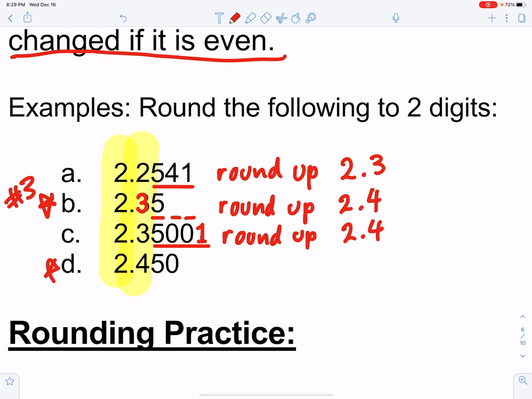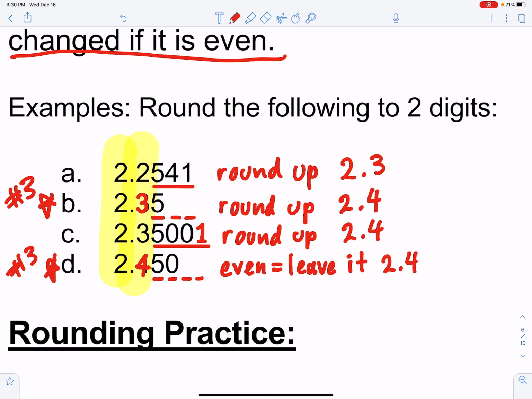Now in this example, D, we're at a special case again. This is special case number 3 because we are looking at 5 followed by zeros or nothing. So we have to look at the number before it. Is it odd or is it even? In this case, it's even. If it's even, leave it. Even, leave it. So it becomes 2.4.